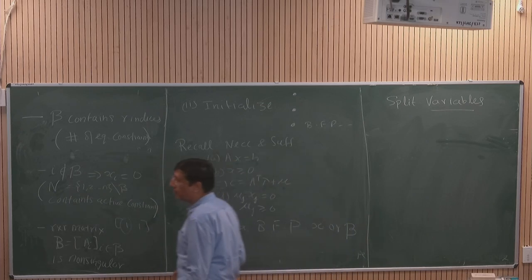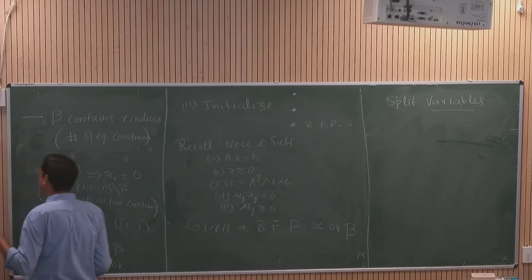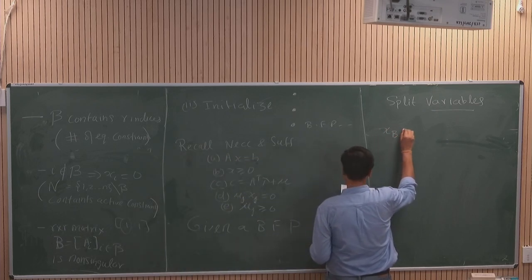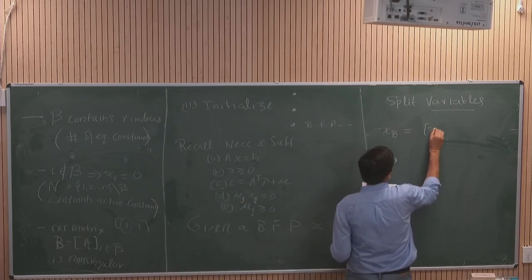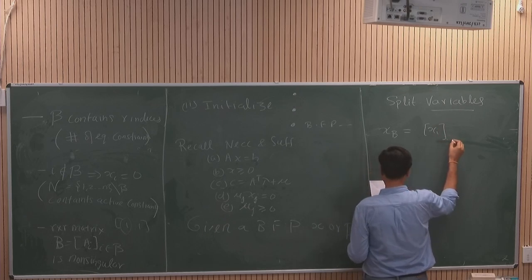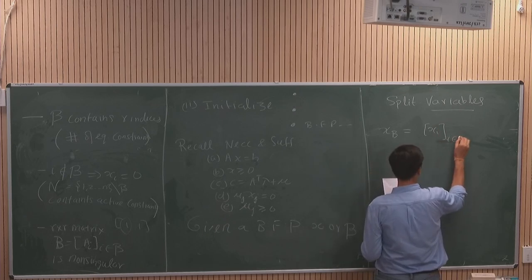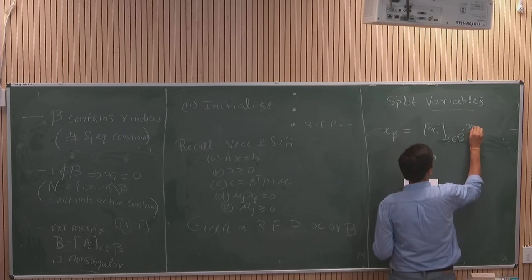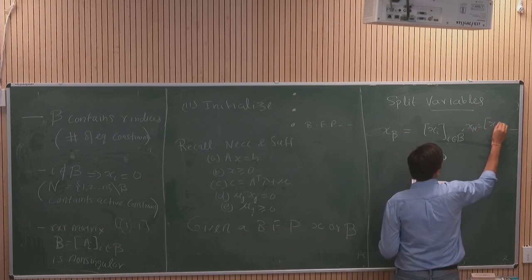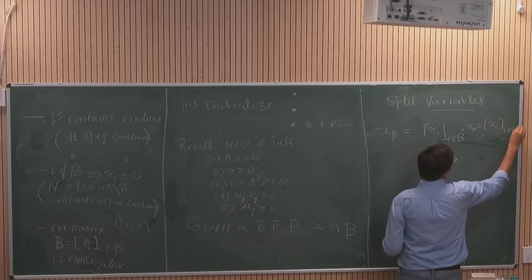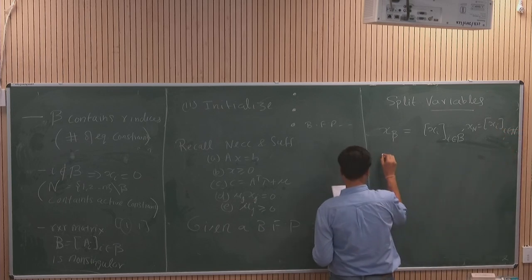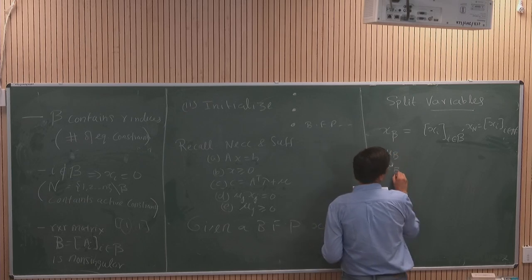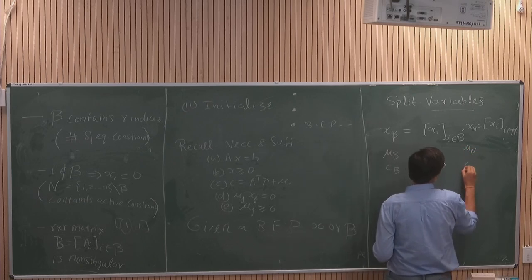We'll write that down first. You'll see in a minute why we are doing it. We'll say x_B is equal to x_i, i belonging to this B, and x_N is equal to x_i, i belonging to this N with an accent. Then we'll also do the same thing for mu_B, c_B, mu_N and c_N.